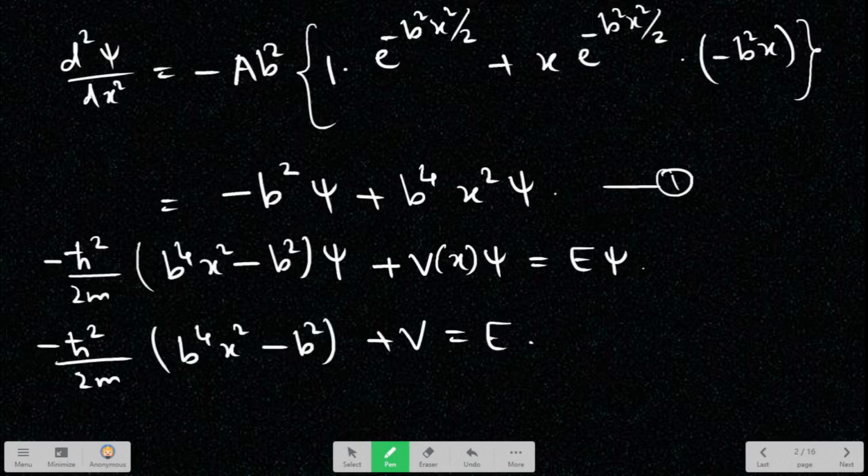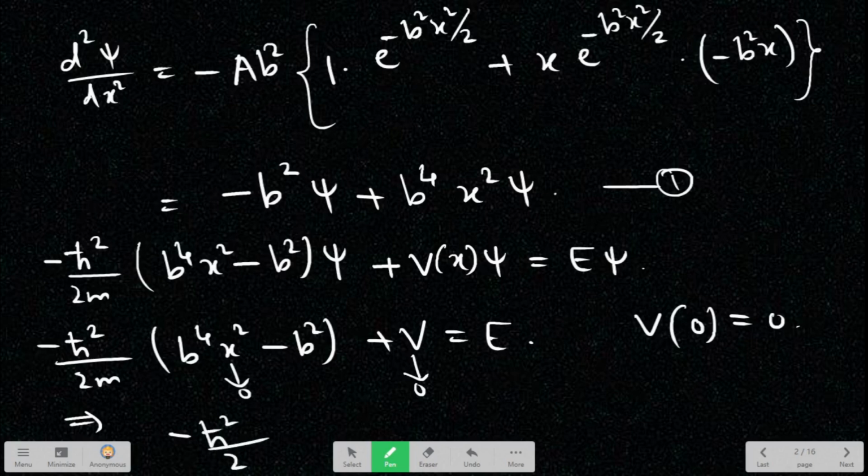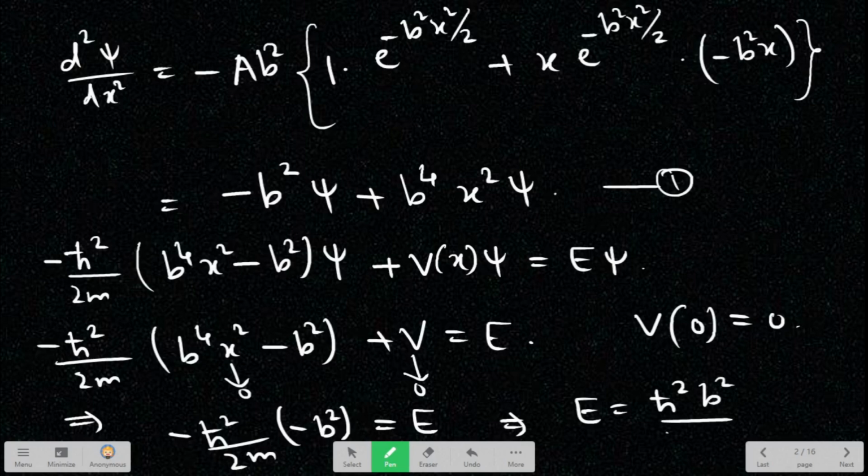Now we are given a condition that V of x equal to 0 is equal to 0. If you put that, then here you will put 0 and here also you will put 0. Then what you get is minus h cut square upon 2m into minus b square is equal to E. This implies E is equal to h cut square b square upon 2m.